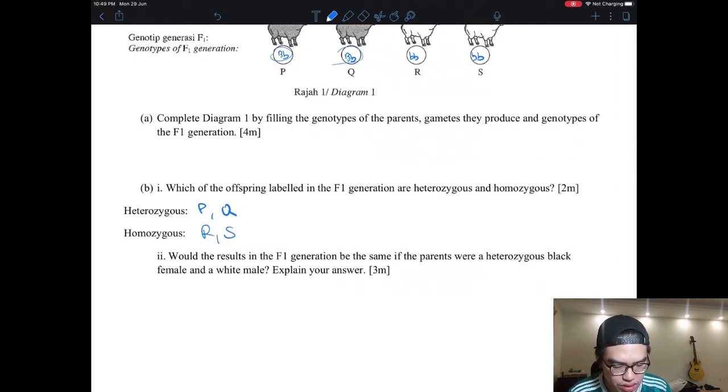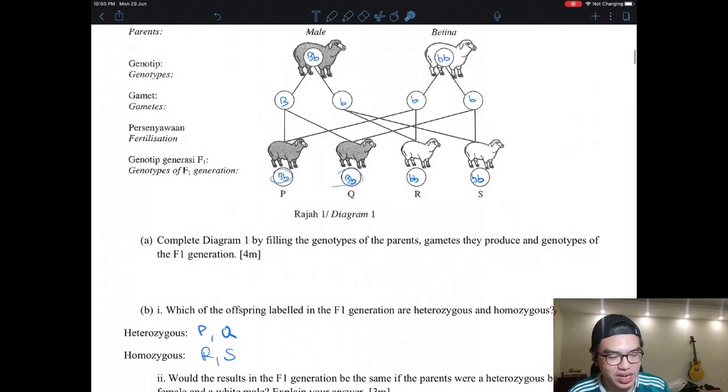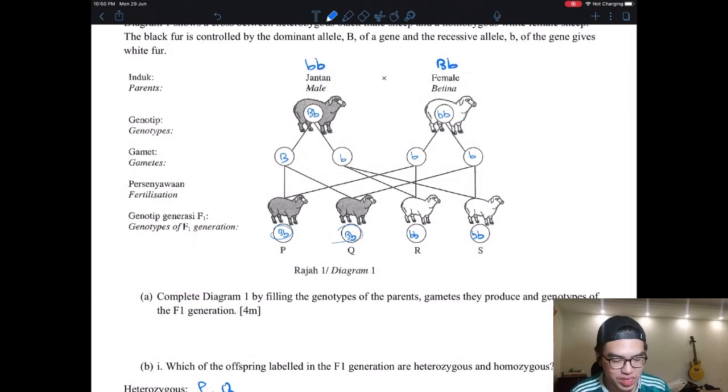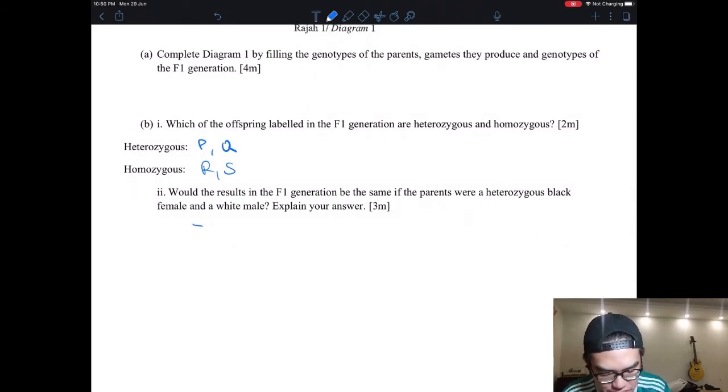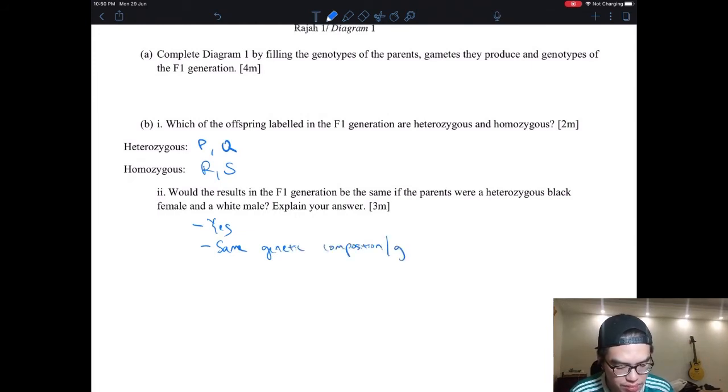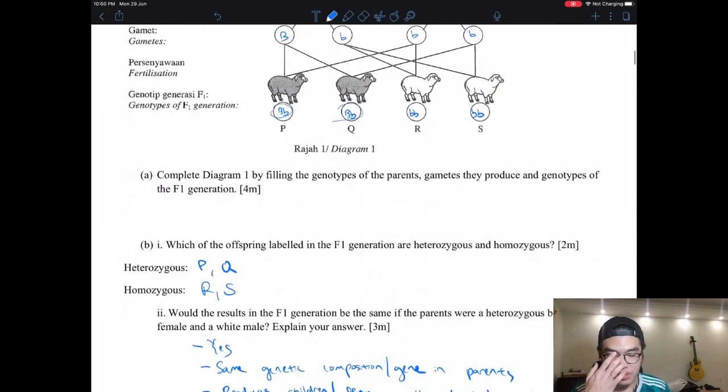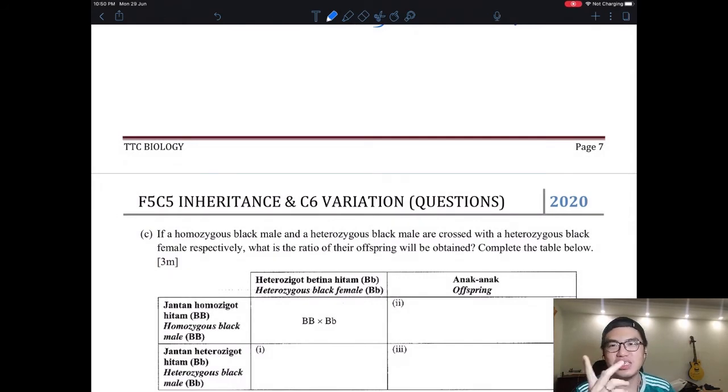Would the result in F1 generation be the same if parents were heterozygous black female and white male? It means now mother is big, small, daddy is small. Will it be the same? Yes, same, because of the same genetic composition, or gene, in parents. Yes, they switch gender, but the genetic composition is still the same. So it produces children or offspring with identical gene, which means same as this. So it produces the same result. It doesn't care male or female, as long as the gene is the same, it will produce the same thing.